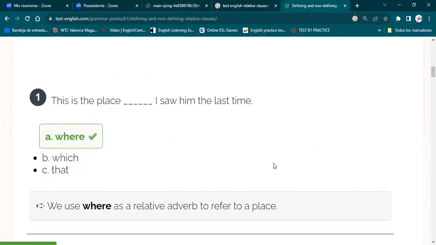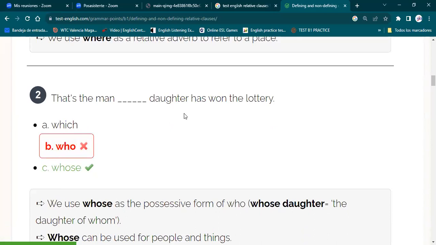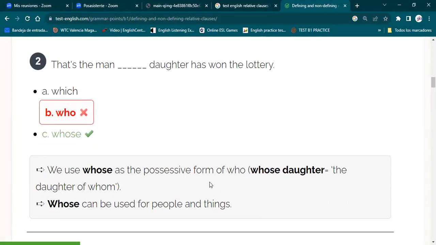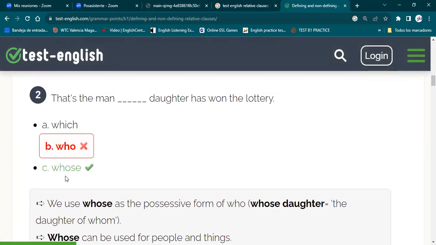Okay, let's see. This is the place where. We use where to refer to a place. This is a place where. This is the man, whose daughter won the lottery. We use whose as a possessive form of who. Whose daughter? The daughter of him. Whose can be used for people and things. So Maria, whose, because the daughter has a relationship with the man. Whose daughter? The daughter of the man.